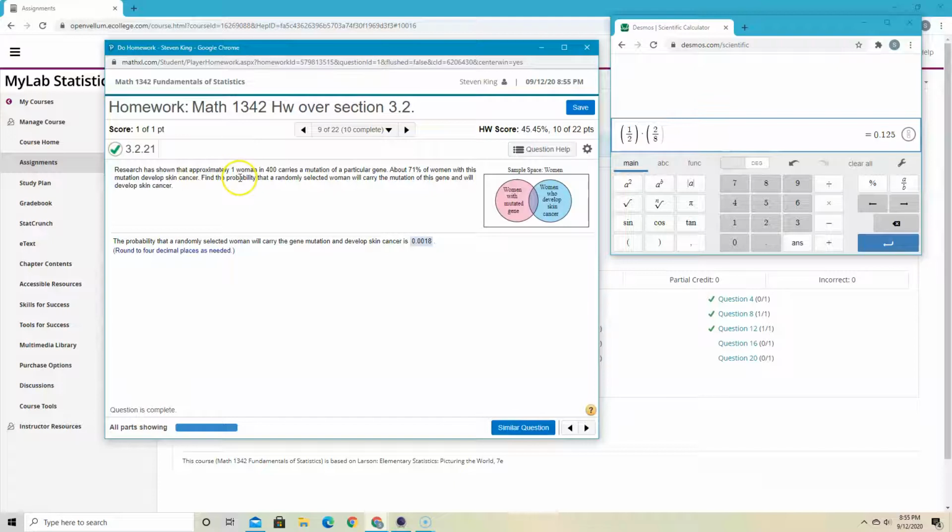Question. Find the probability that a randomly selected woman will carry the mutation of this particular gene. Now we got to be careful. Are they going to say given, or and? Probability of randomly selecting a woman who has this mutated gene and will develop skin cancer. So there's the and. So we're going to use the probability of one event and another event occurring.